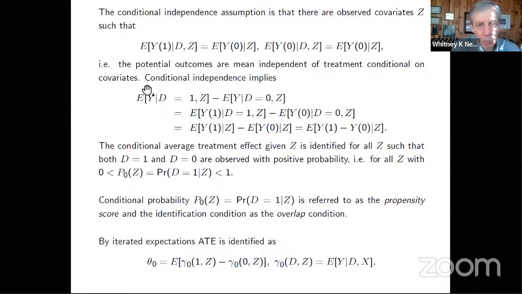So what conditional independence gives you is the following. Look at the conditional means that you can get from the data: the conditional mean of Y conditioned on the covariates and being treated, and the conditional mean of the outcome conditioned on not being treated and the covariates. Since D is one, these are the treated individuals, and for those individuals the outcome variable is Y1, so we can put in Y1 here. For D equals zero, Y is Y0.